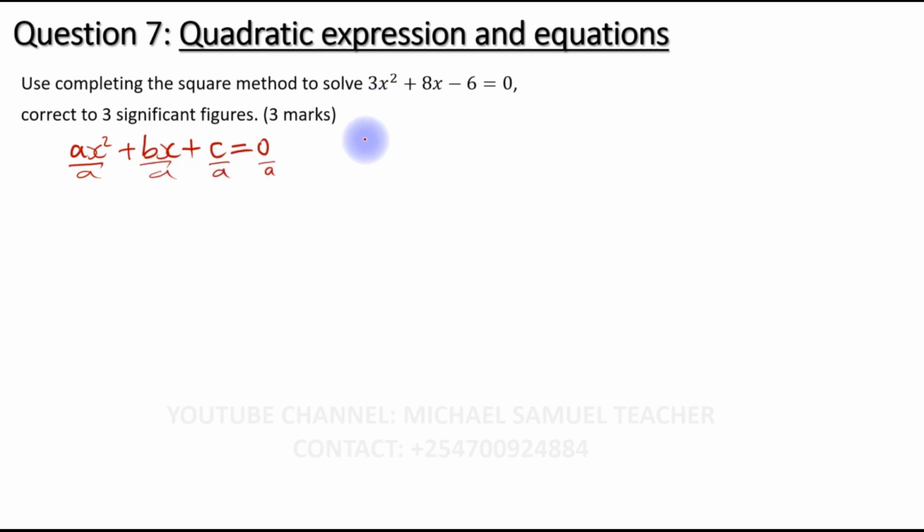And in that case, since we have 3x squared plus 8x minus 6 is equal to 0, and the coefficient of x squared is 3, we divide through by 3. We get x squared plus 8 over 3 x, and 6 divided by 3 gives 2, will be equal to 0.